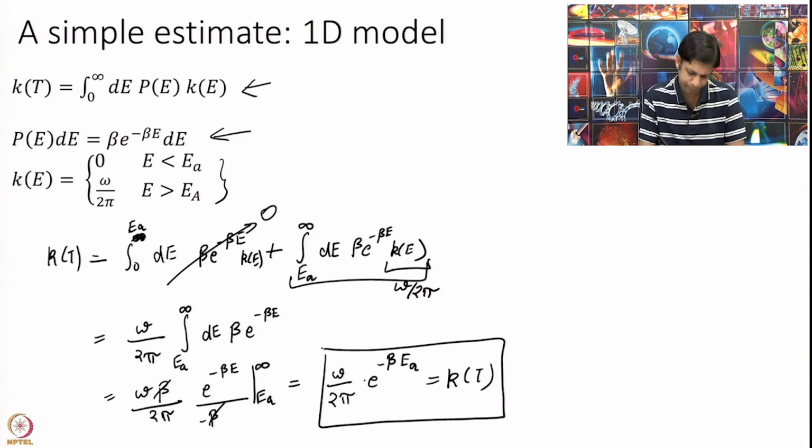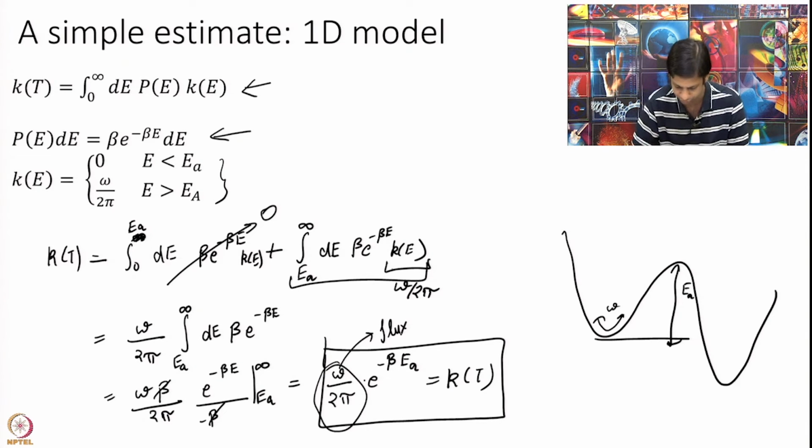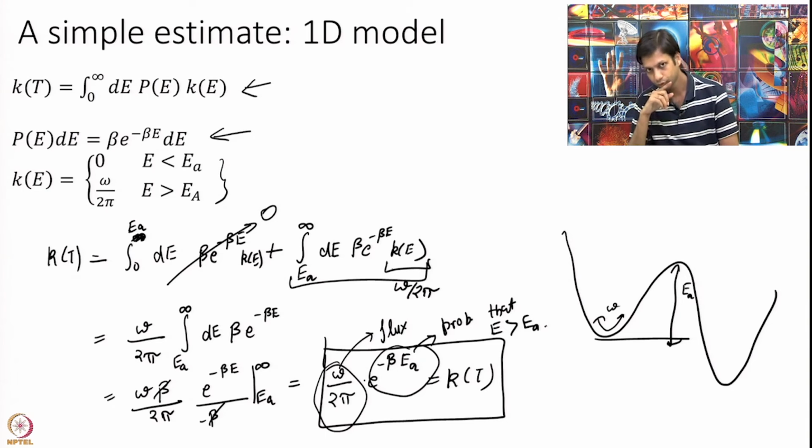A simple-minded result. I have a surface that looks like this, I have a frequency omega here, I have an activation energy. Actually, this result is very physical. Omega over 2 pi is my flux, the rate constant at which I will traverse this transition state. This other factor is the probability that the energy is greater than Ea, for 1D only. So, I multiply the flux by the probability that my energy is greater than Ea. It is as simple as that, and that is my rate constant.